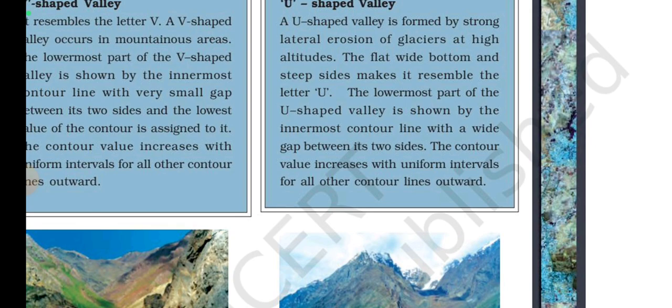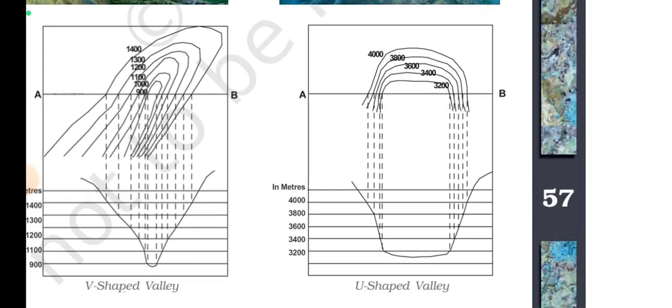The contour value increases with uniform intervals for all other contour lines outward. Here you can see the contour value is increasing outward, or if I say it reversely, the contour value is decreasing inward. So it is a U-shaped valley and this is a V-shaped valley. You have to identify from the shape of the innermost contour that the height is decreasing. If height is increasing, then definitely it is a mountain, but if height is decreasing, then definitely it will be a valley. Okay, so you have to note this.